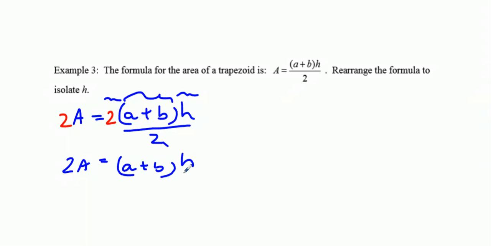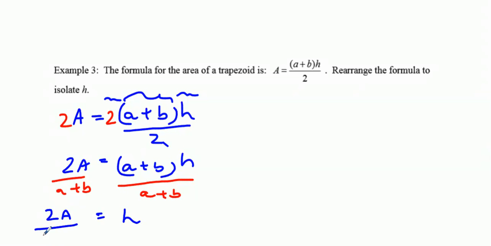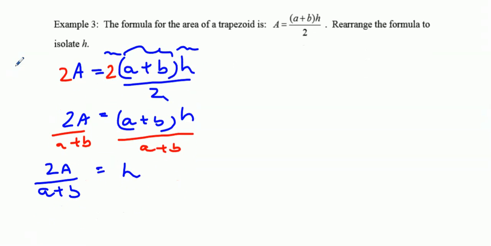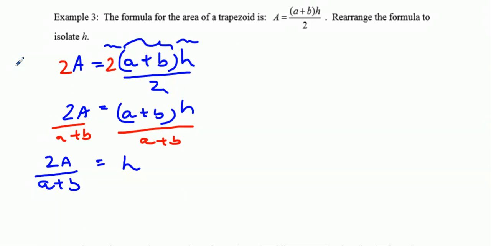All right, so now I need to undo the multiplication that's happening here to the h, so I'm just going to divide both sides through by that a plus b. So this is going to end up being h. These cancel. Okay, a plus b divided by a plus b is just 1. So this is just h equals 2A over a plus b. Okay, I know that for some of you, because there's no numbers here, you're going to have some difficulty with this. But trust me, it follows the exact same rules that we've already been using to isolate variables. You just have to remember that you can't combine things that aren't like terms.